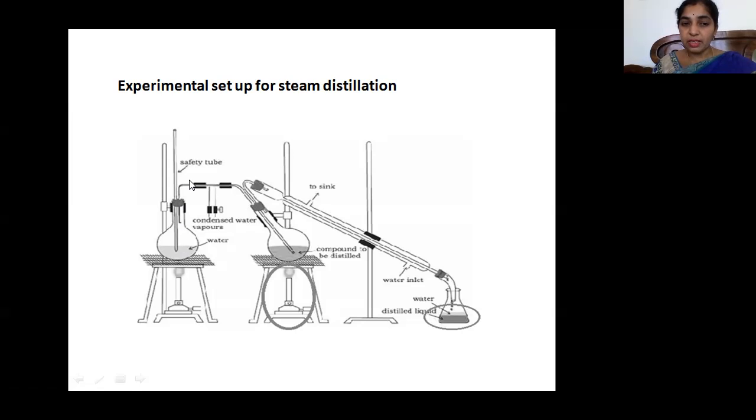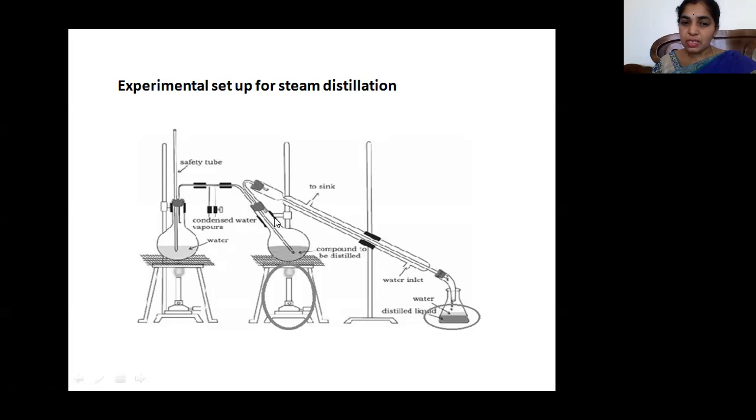Steam enters here. I'm sorry, this is not the thermometer, it is the safety tube, because when the steam is in excess, it is made to come out through this. Hence it is called the safety tube. It is not the thermometer, I'm sorry. So here you have the compound present in your mixture of liquids. If it is required, you can boil it. If it is not required, you need not use this. That's why I have shown it in the circle here.